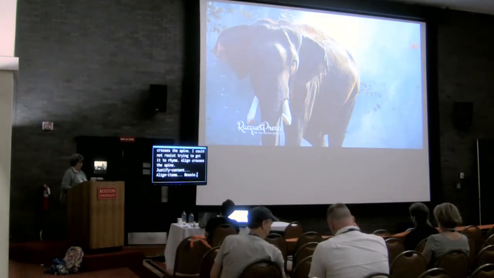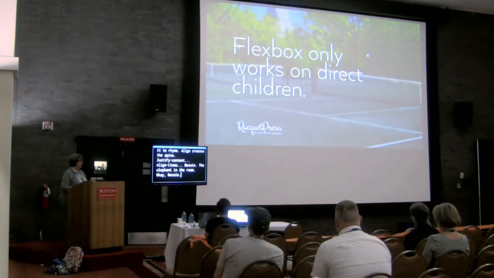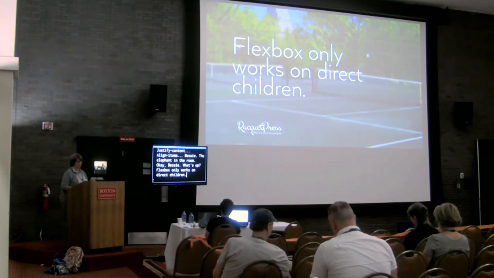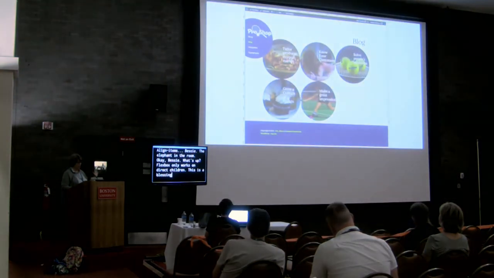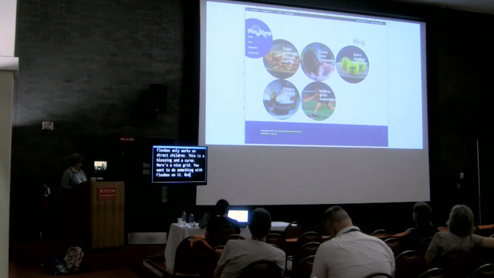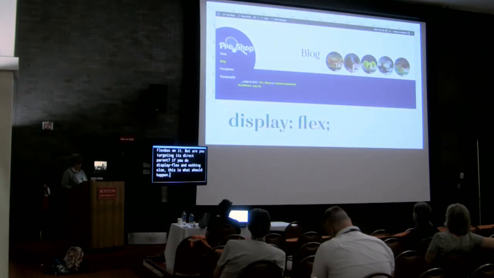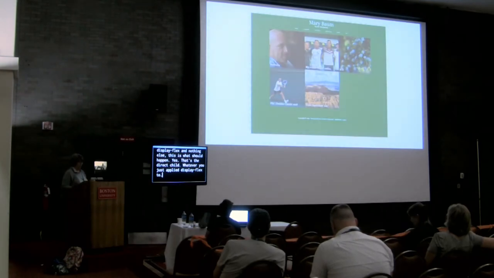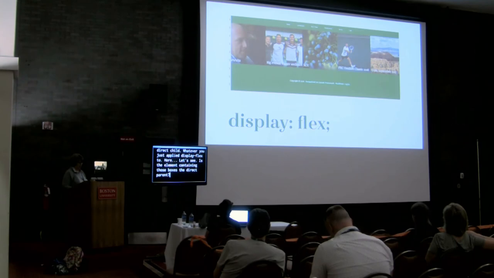Bessie, the elephant in the room. Okay, Bessie, what's up? Flexbox only works on direct children. This is a blessing and a curse. Here's a nice grid. You want to do something with Flexbox on it, but are you targeting its direct parent? If you do display flex and nothing else, this is what should happen. Yes, that's the direct child, whatever you just applied display flex to. Here, let's see, is the element containing those boxes the direct parent? I guess it is. So it's a check. And also, if this isn't happening, you know you've got to look down in those dev tools to find what that direct parent and direct child are to target them properly.